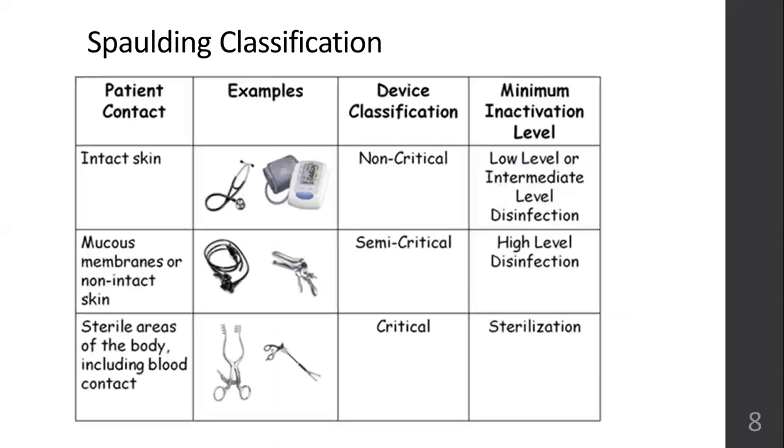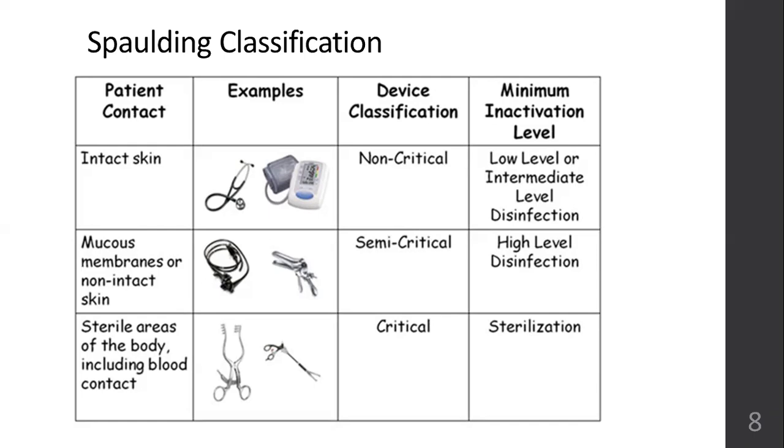Then we have the Spaulding classification. Spaulding classification helps you to categorize instruments used on patients based on their criticality in transmitting infections. Three categories are there: non-critical, semi-critical, and critical.